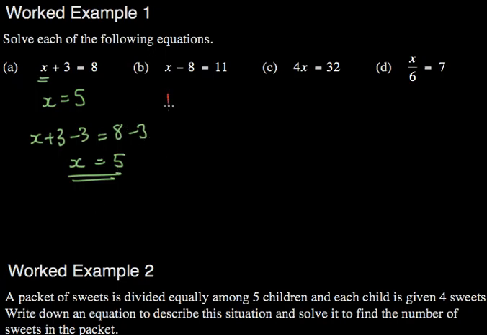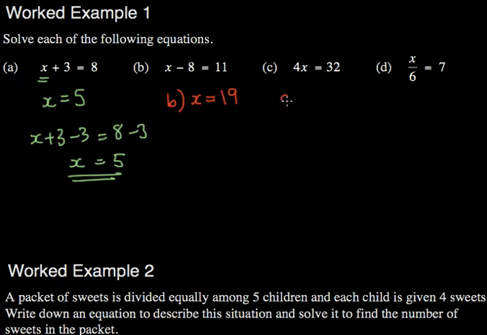So for part B, a number, take away 8, gives you 11. Now we could do this by inspection, but really what you're doing in your head is simply what we did here. So you add 8 to both sides. So if you add 8, that takes it away from here, and adding 8 to this gives you 19.